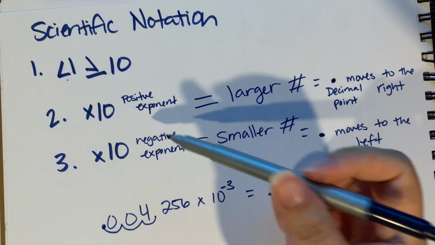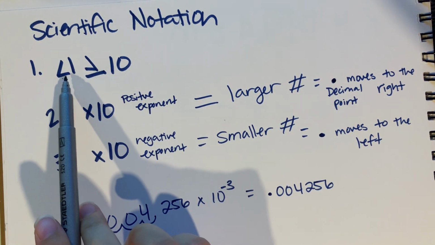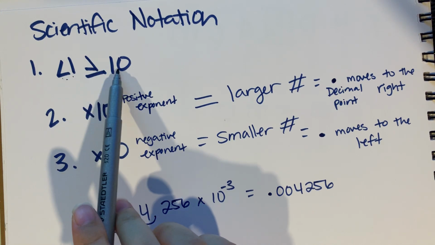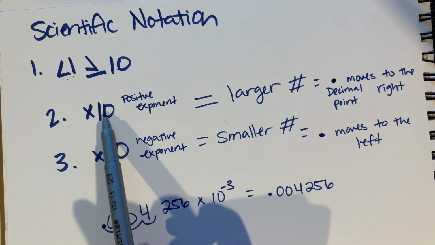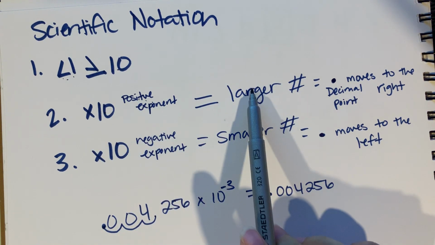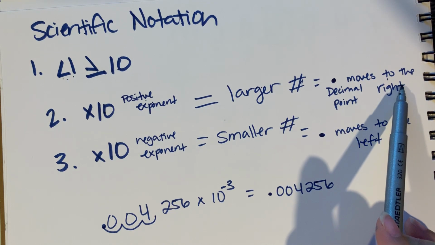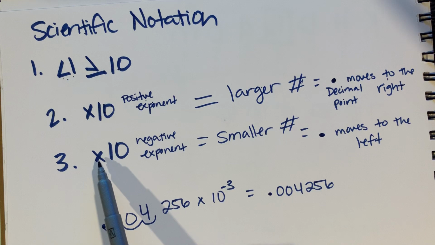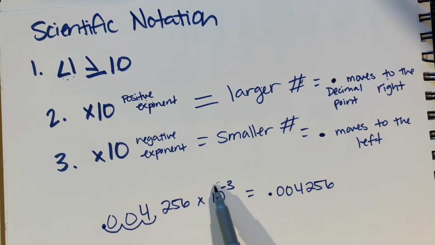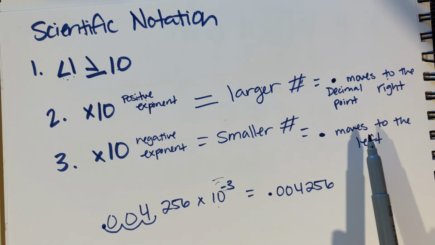So these are the 3 things you need to keep in mind for scientific notation. It has to be greater than 1, less than or equal to 10, okay? And then if you have times 10 to the positive exponent, your number is actually supposed to be larger. So your decimal point moves to the right, okay? If you're putting it back in standard form. Now, for times 10 to a negative exponent like we have here, your original number is smaller. So that means your decimal point is going to move to the left.